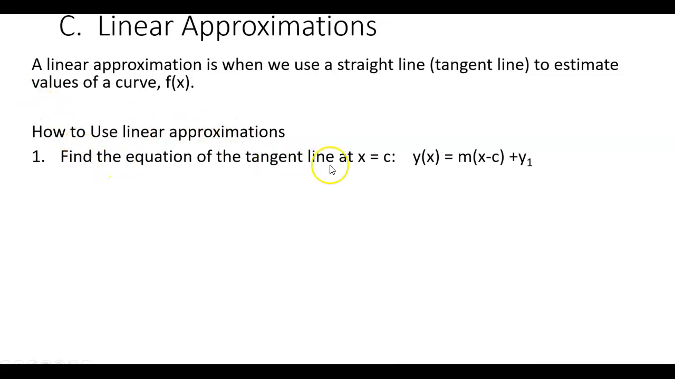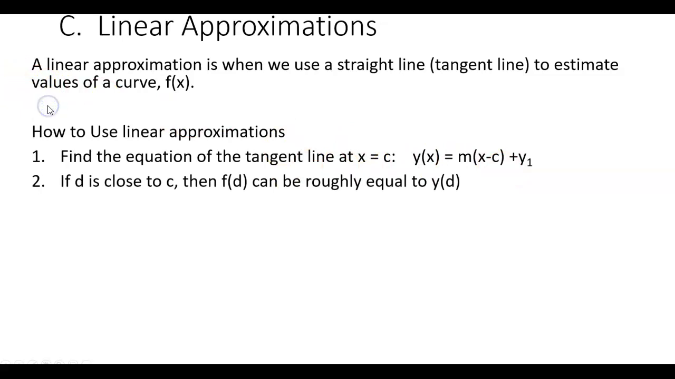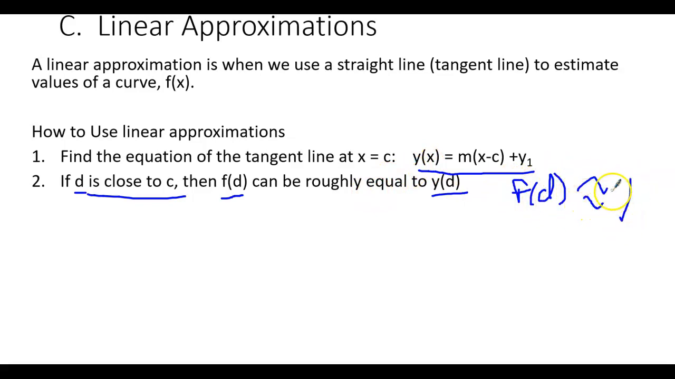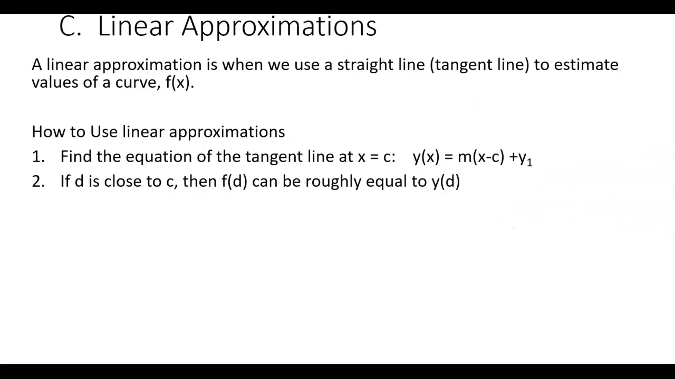Well, step one is to find the equation of the tangent line at x equals c at the point that they give you. Next, you're going to be estimating the value of your function at some point. We'll call it d. Now, so long as d is close to c, then f of d is going to be roughly equal to the value of your tangent line at d, because your tangent line is really close to your curve at that point. So the value of your function at d will be roughly similar to your tangent line's value at that point because they're so close to each other.